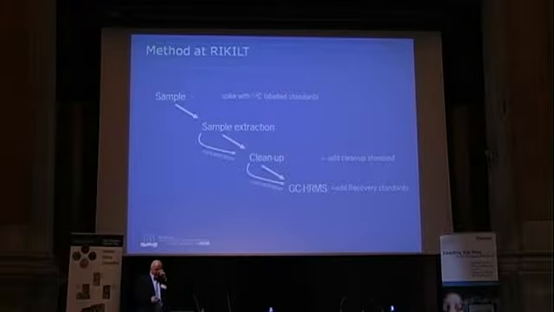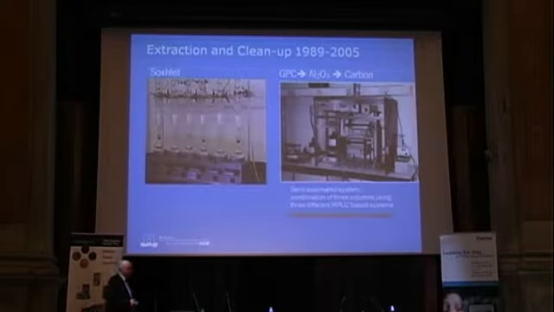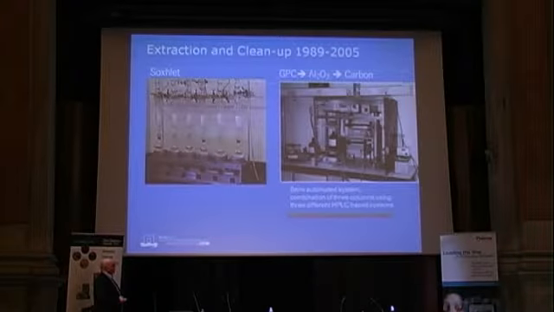This is the method from the old days. We had a Soxhlet extraction. It takes 24 hours overnight and uses a lot of solvents, and then we went to what we called our semi-automated system. We started with gel permeation chromatography. This is the GPC column with an HPLC system. Then we go to the alumina oxide, and then finally to the carbon. And in between, evaporation is necessary.